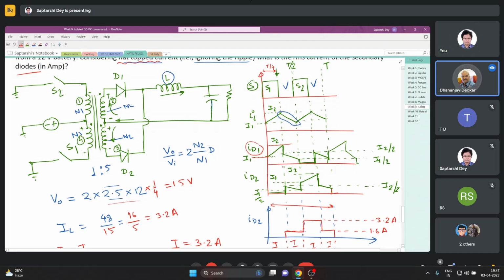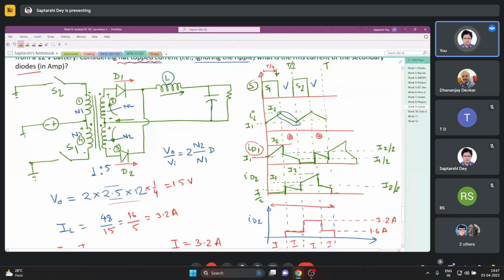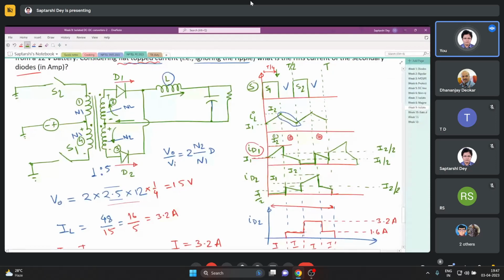No, no, this current and this current. If you look at this duration and in this duration, the currents flowing through the windings are the same but in opposite direction. So they are not creating any flux in the core. Yes, their net ampere turns cancel each other, so they are not giving any net flux to the core.